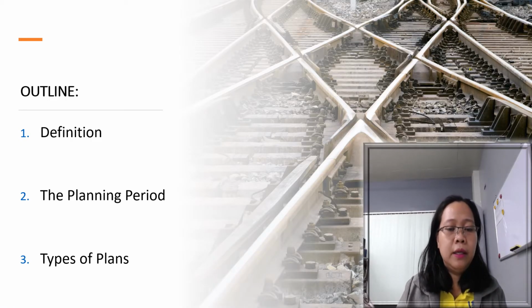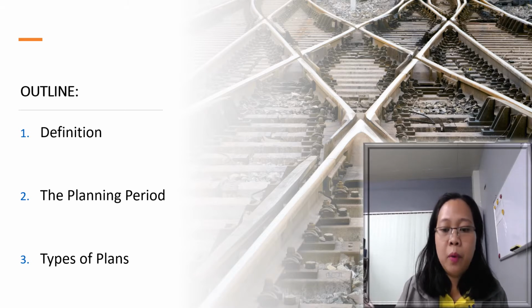Okay, class, the outline of our presentation will be first the definition. So in the definition, we will define the terminologies involved in planning and also the significance and importance of having a plan will be tackled in this part. Second is the planning period. So basically, we have three different planning periods. We have the short term, the medium or the intermediate term, and the long-term plan. So this planning period will determine what type of plan you need in your organization.